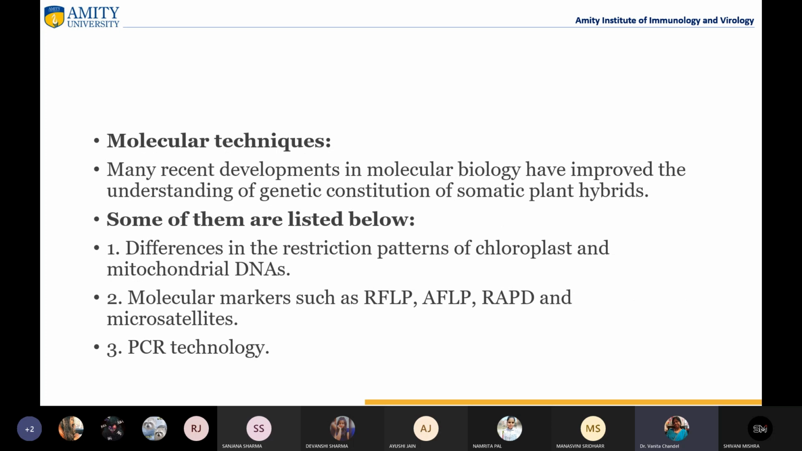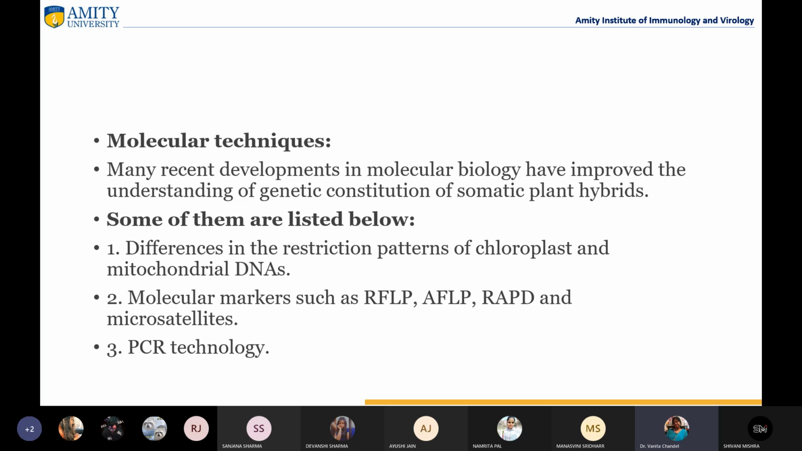So there are the molecular techniques also. So what are the molecular techniques? Definitely the molecular biology has evolved so much that we are totally dependent upon molecular biology techniques to see any kind of changes in the genome of a plant or viruses or pathogens. So they are the easily available techniques which one can follow. For example, differences in the restriction pattern of chloroplast and mitochondrial DNAs can be looked at. So there will be a difference in the pattern.